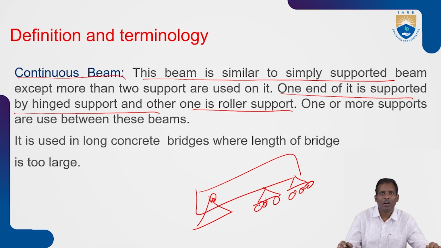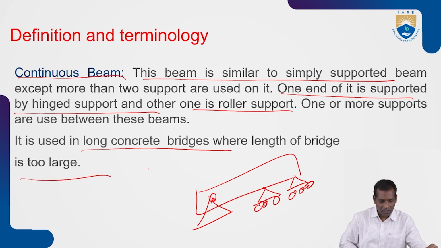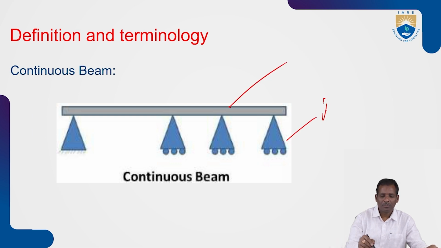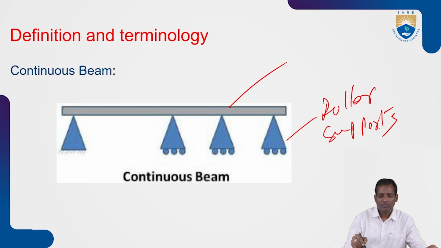So it is used in long concrete bridges, where the length of the bridge is too large. There these types of beams are used, continuous beams. So I will show you in this diagram. So roller supports and hinged support.